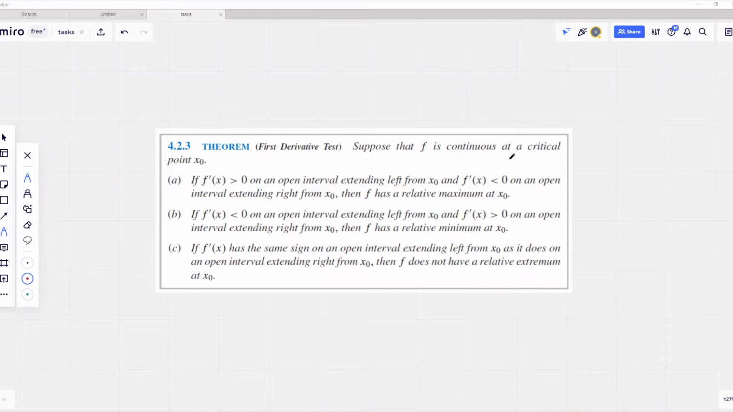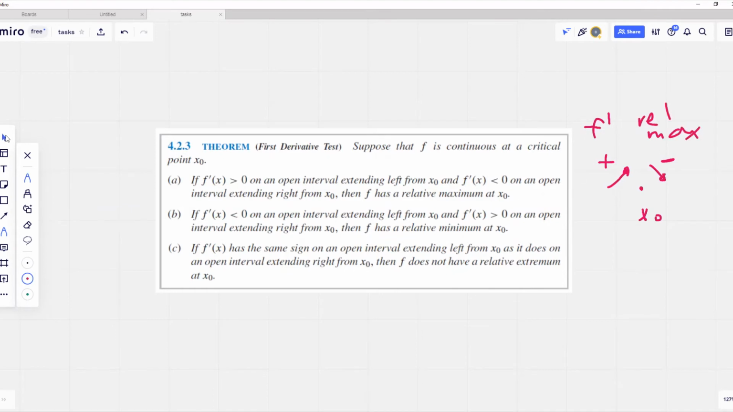Suppose that function f is continuous at a critical point x0. If the sign of the first derivative is positive on an open interval extending left from x0, so let's assume that we have critical point x0 somewhere here, and if the sign of f prime is negative on some open interval extending right from x0, then since our function is increasing up to some maximum value at x0 and then decreasing after x0, at this point we have a relative maximum point.